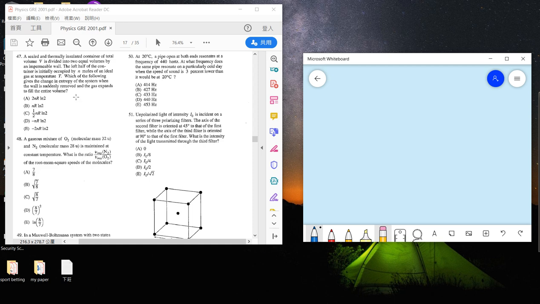The container of total volume V is divided into 2 equal volumes by an impermeable wall. The left half of the container is initially occupied by molecules, and what is the change of entropy when the wall is suddenly removed and the gas expands to fill the entire volume? Okay, so this is the work, just PDV.